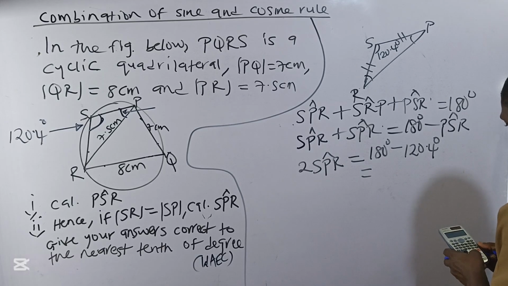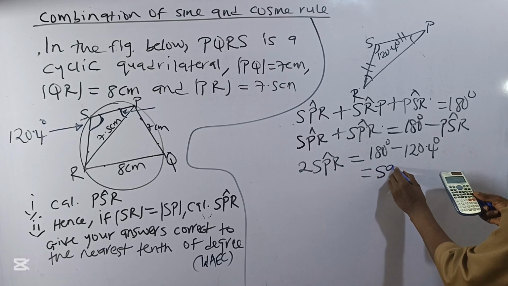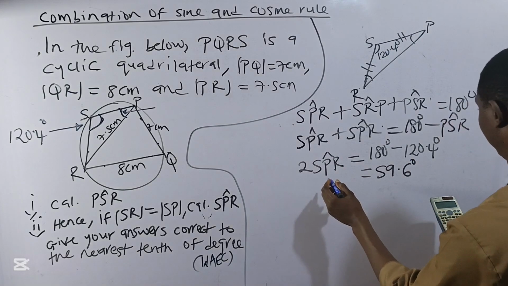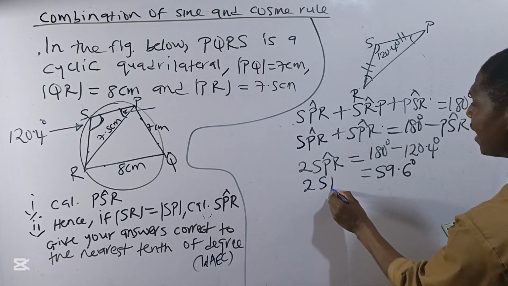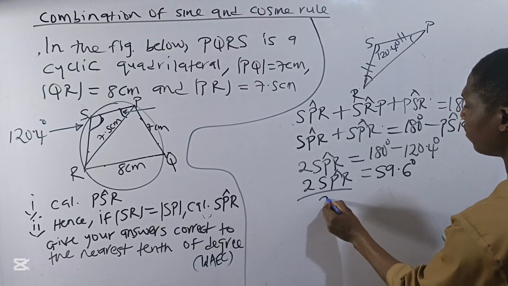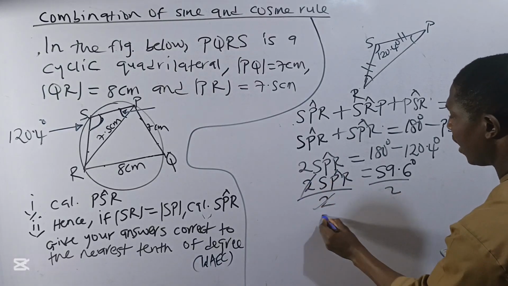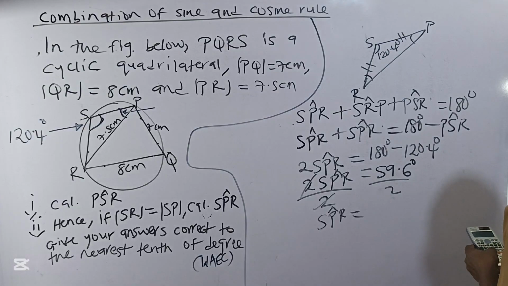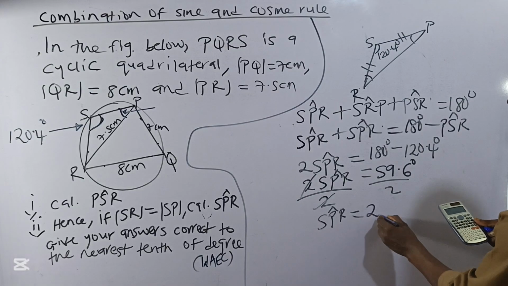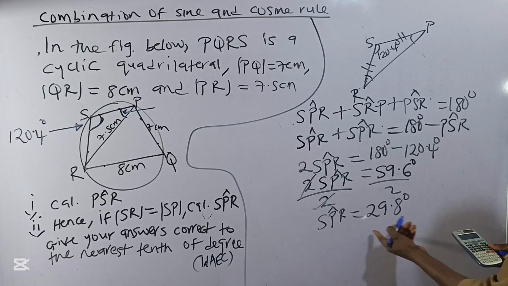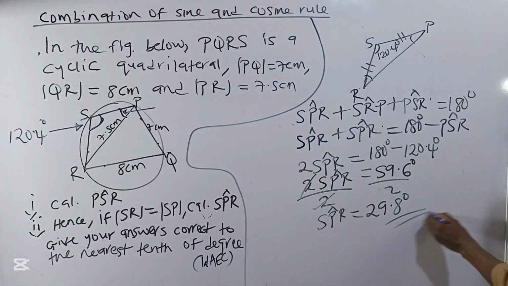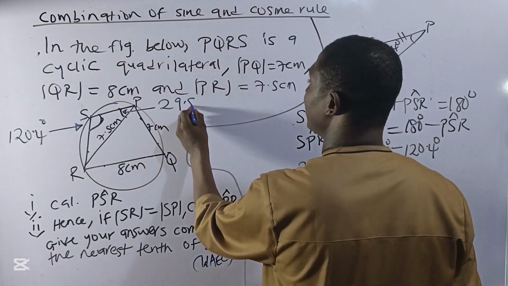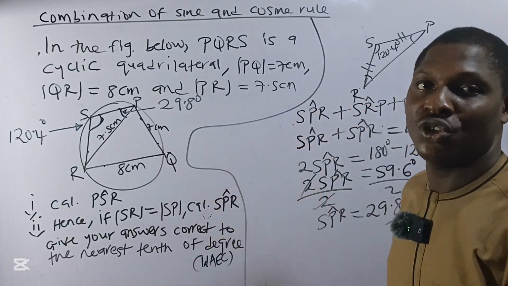180 minus the answer will give me 59.6 degrees. Now I have 2 SPR, so I divide through by 2 so that I'll have SPR, which I'm looking for, to be equal to 29.8 degrees to the nearest tenth. And this is my solution to the two questions. So this is 29.8 degrees. Thank you.